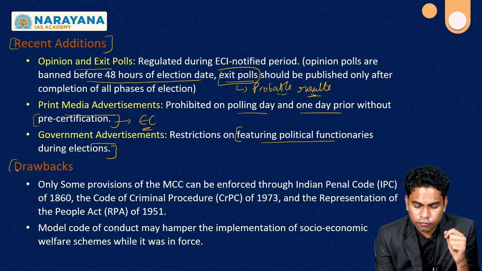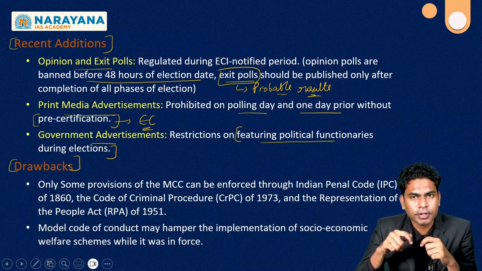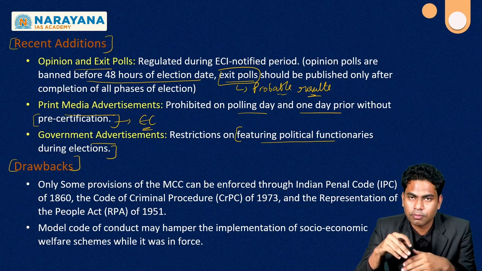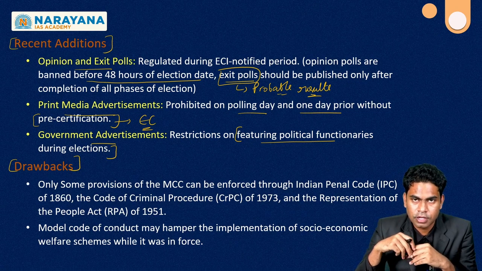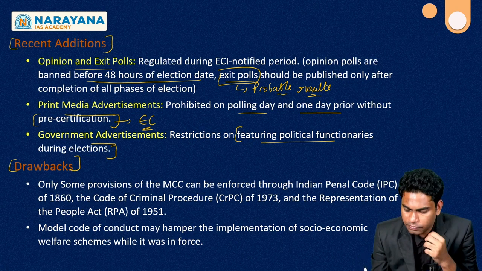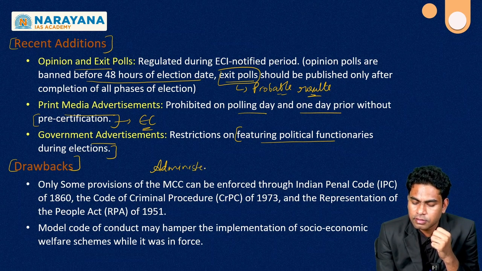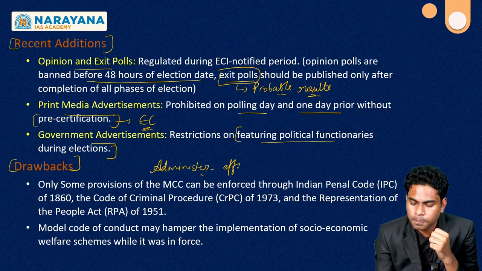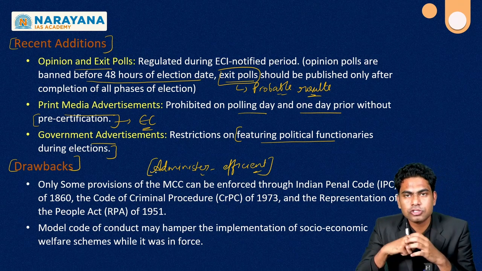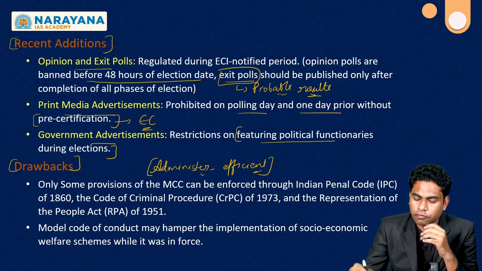The drawbacks of the model code of conduct. Government cannot take up new initiatives while the model code of conduct is in operation. Why? Because, as you know, we have already seen in the previous slides. And that ultimately impacts its ability to administer the state in an efficient manner. That is one of the reasons why the central government presently is proposing the idea of one nation, one election.